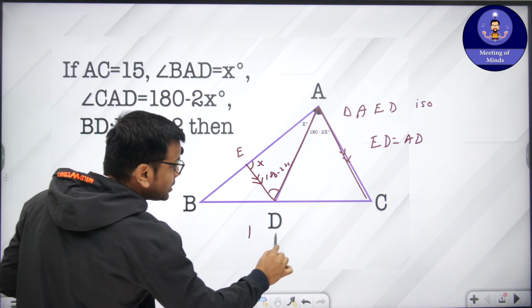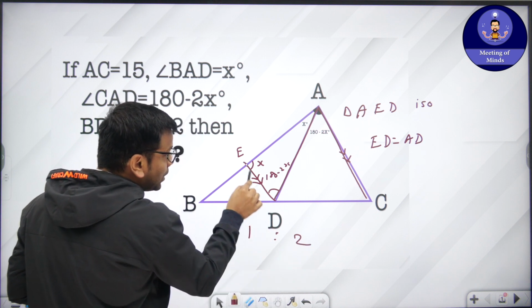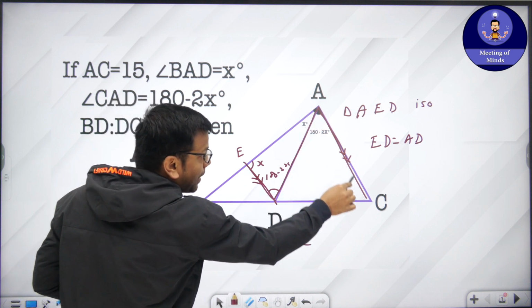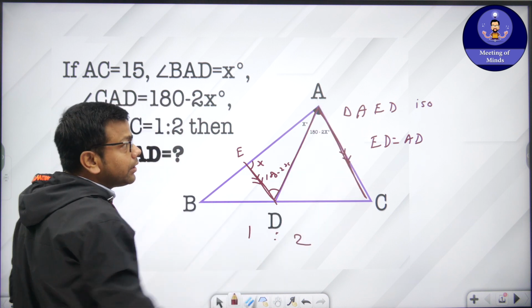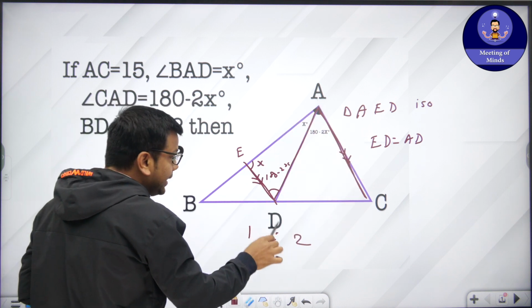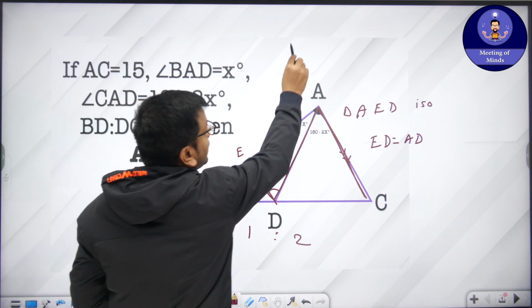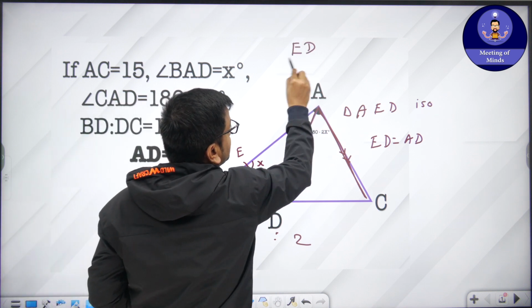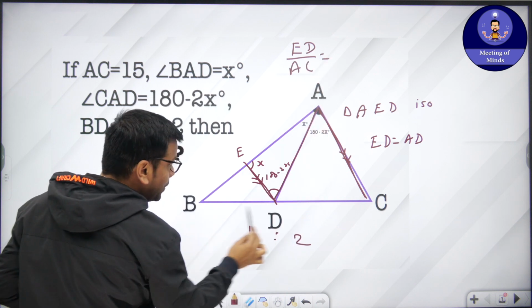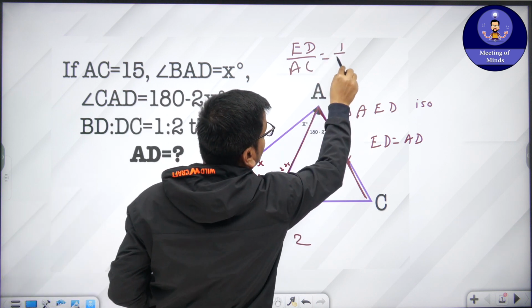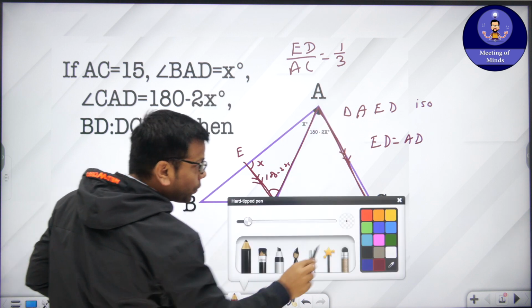Can we say this ratio is 1:2? We know these two lines are parallel. So on the parallel lines DE and AC, we have similar triangles ACB and EDB. So can we say the ratio of ED in the smaller triangle to AC in the total triangle should be 1/3? The ratio should be 1/3. I hope it is okay.